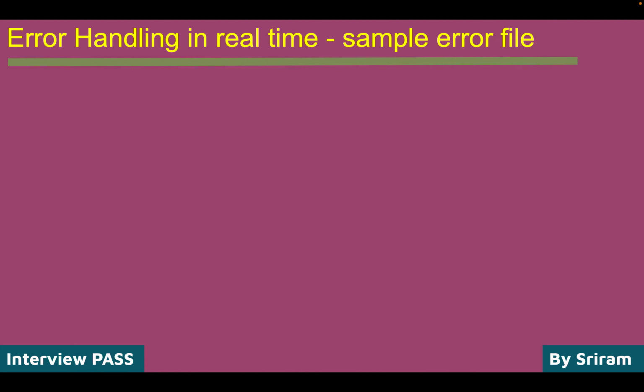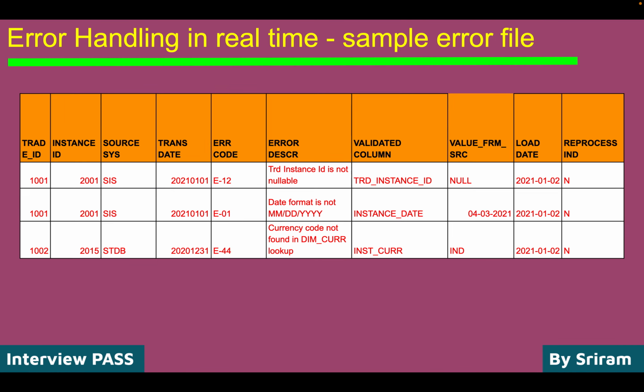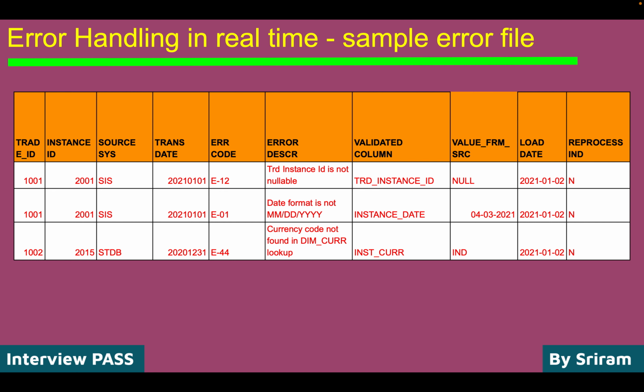Let us see the sample error file. We are talking about so many errors and we wanted to see a sample error file. I have a trade ID, instance ID, source system, which source system sent this data, and transaction date, and error code, error description of that code, validated column, which column from source has an error, the value of that particular source column, and then load date and the reprocess indicator. Trade ID is 1001 and 2001 is the instance ID. The source system sending it is Sriram Informatica system. The transaction date coming from source was 2021-01-01.